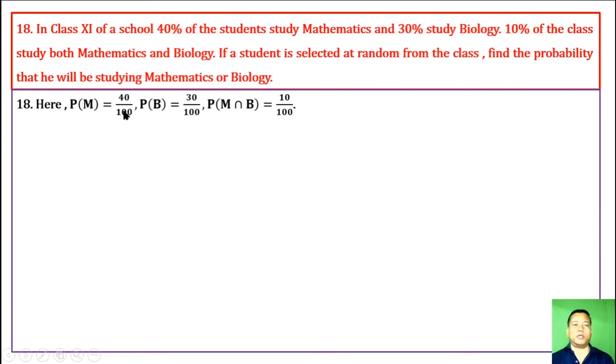Here P of M is 40 by 100, P of B is 30 by 100, P of M intersection B is 10 by 100. Using P of M union B is equal to P of M plus P of B minus P of M intersection B, and giving their values, we get 3 by 5.